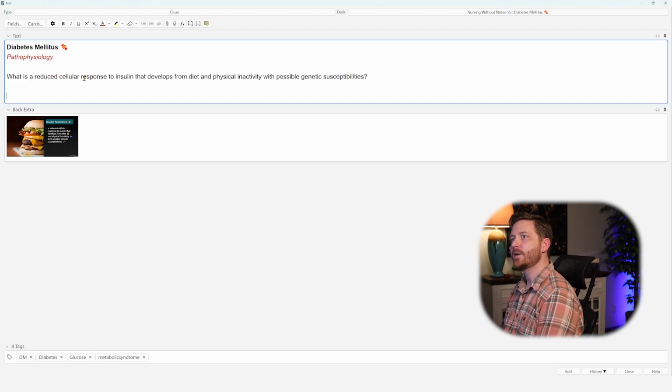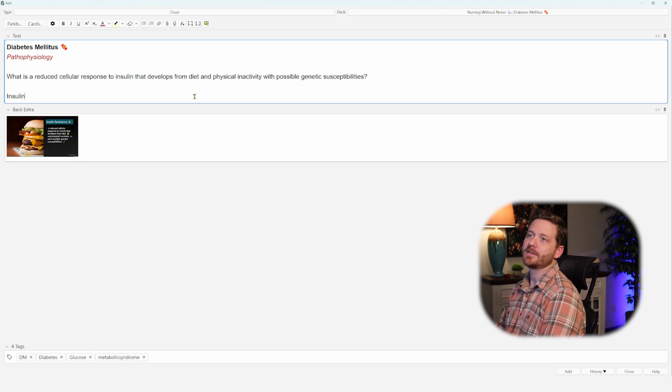What is a reduced cellular response to insulin that develops from diet and physical inactivity with possible genetic susceptibilities? And that is our insulin resistance. We'll go ahead and double click there and Control-Shift-C. And then we've got our slide on the back side of it, and we'll go ahead and Control-Enter, add that to our deck.